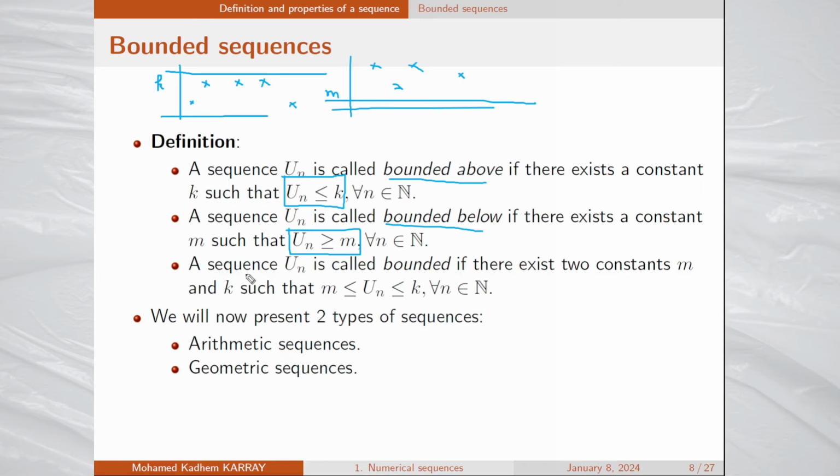Finally, a sequence is called bounded if there exist two constants m and k such that un is between m and k for any n. Okay, now we will present two types of sequences called arithmetic sequence and geometric sequence.